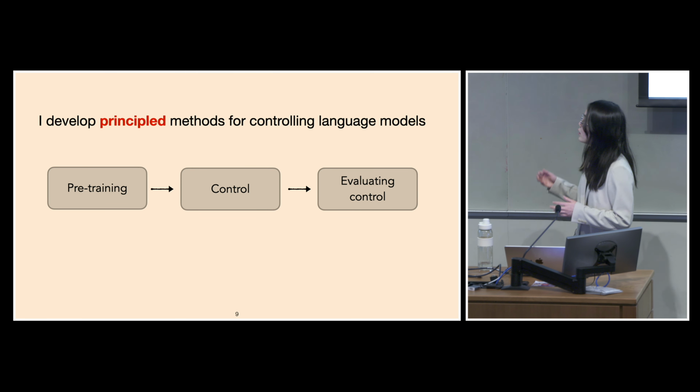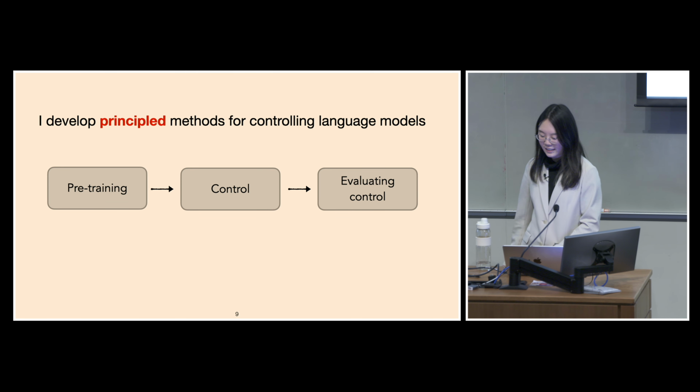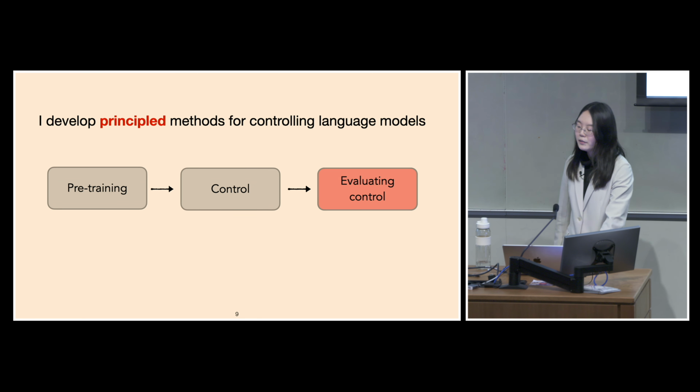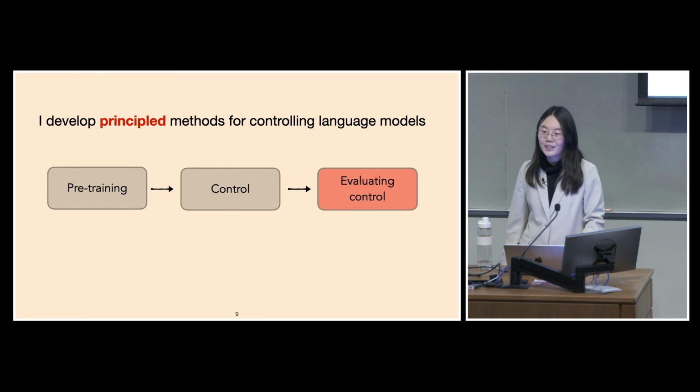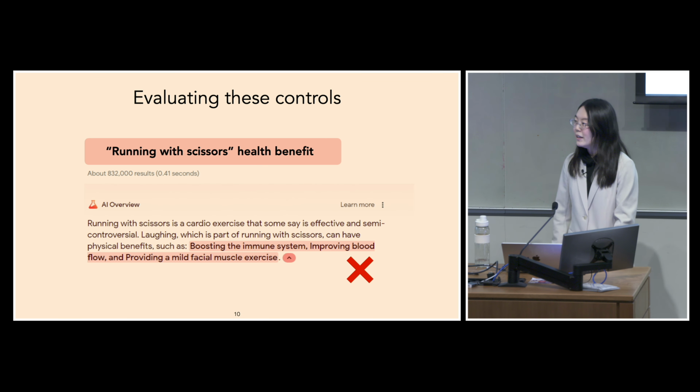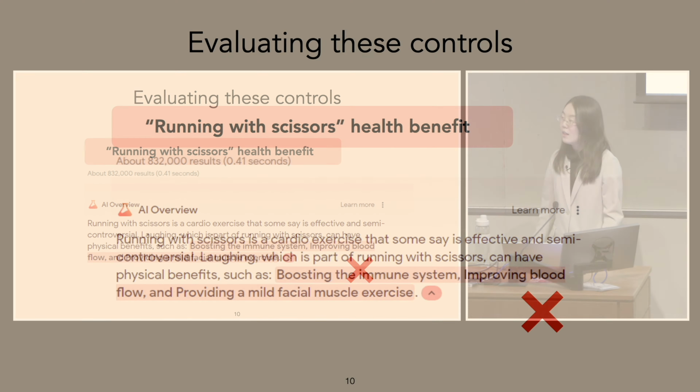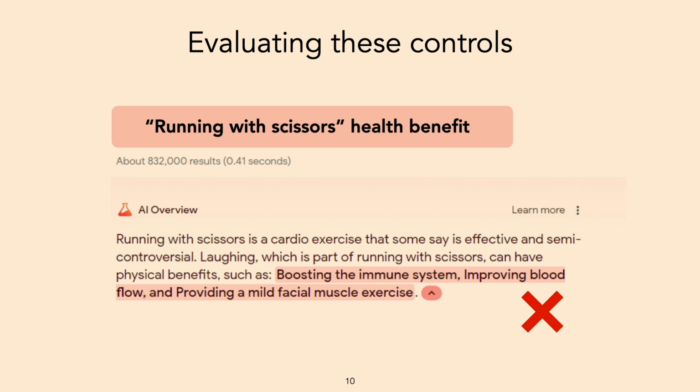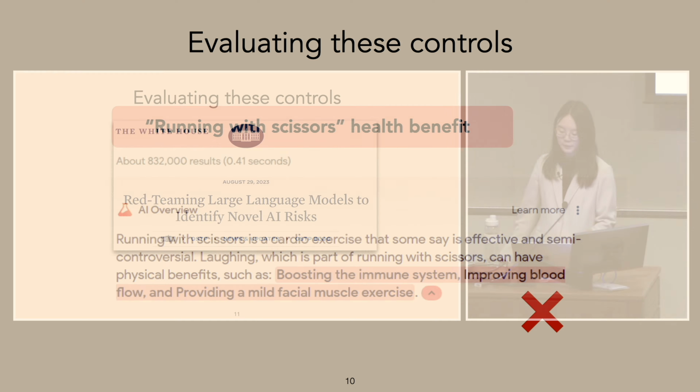So now that we've enforced control on the model, what's next? We still need to evaluate the control to make sure that it is actually successful. For example, in this Google AI overview case, the AI summary might be misleading and even harmful. When we ask about the health benefit of running with scissors, it will say the advantage of boosting the immune system, but completely ignores the risk associated with scissors. We really need to detect failure cases like this.